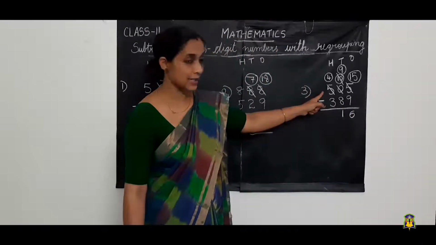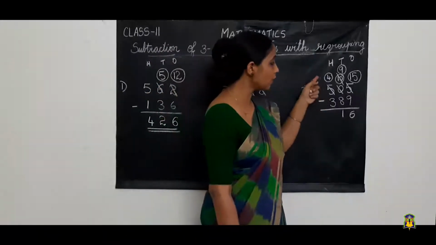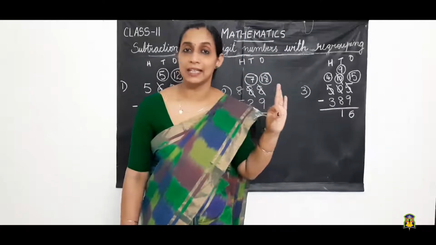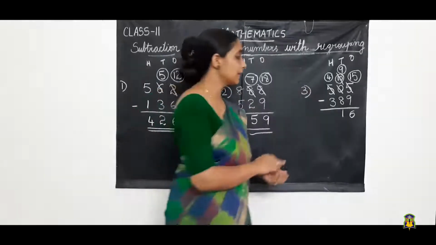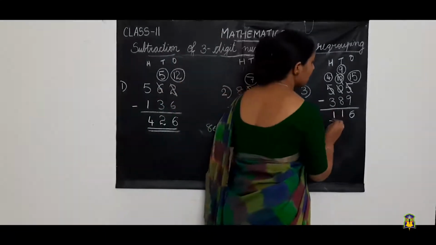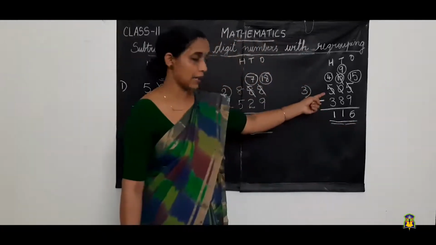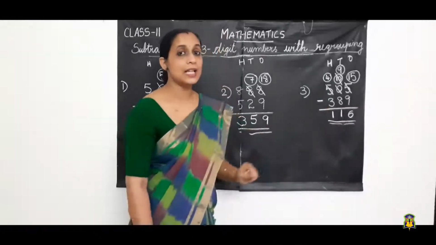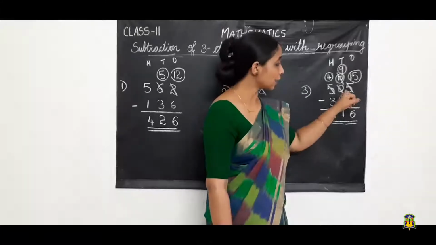Now move on to next place, that is hundreds place. Hundreds place we have 4 and 3. 4 in mind, 3 in hand. Before 4, 3, 2, 1. Okay, so the difference is 116. So the difference between 505 and 389 is 116. Okay, so children, here a 0 was there.